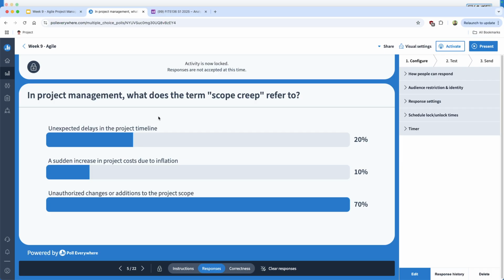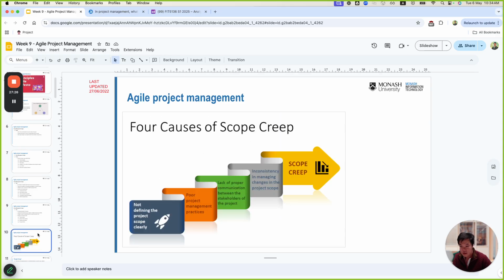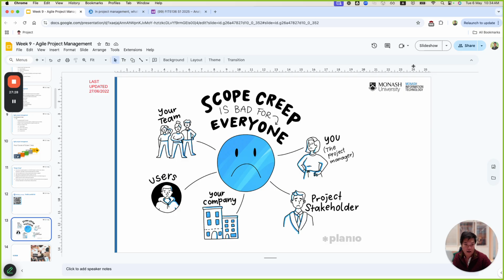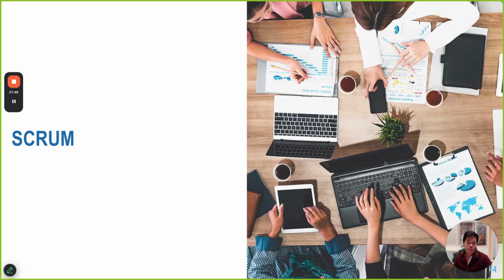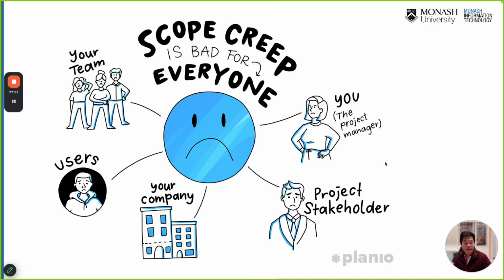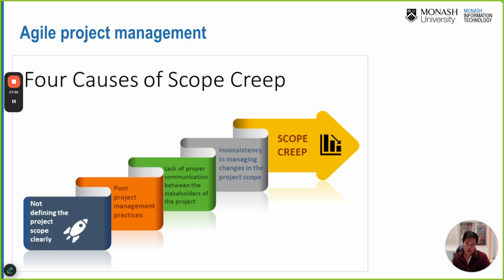Who are the three roles? Okay, now let's go back to this one. So we talk about the scope creep. Now I'm going to talk more about it. Scope creep is actually bad for everyone, to be honest. First, it will negatively impact your team, the end users, your company, the project manager, and the project stakeholder as well. No one really needs it. These are the causes of the scope creep.